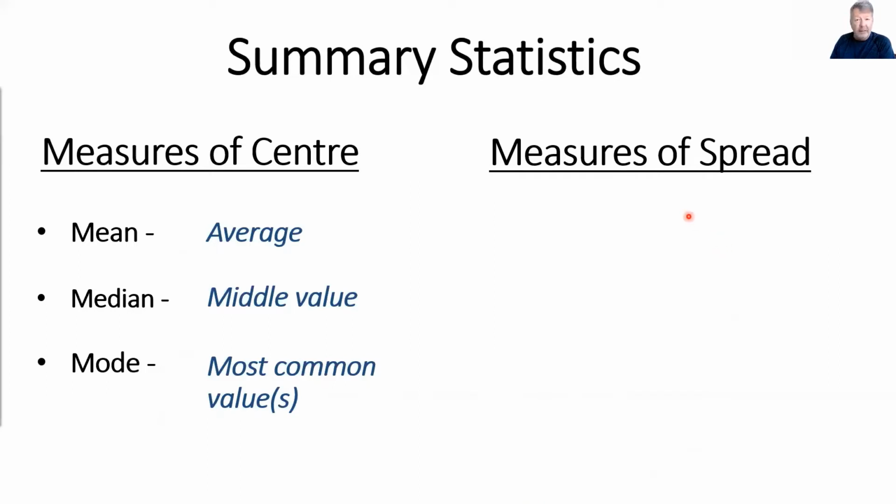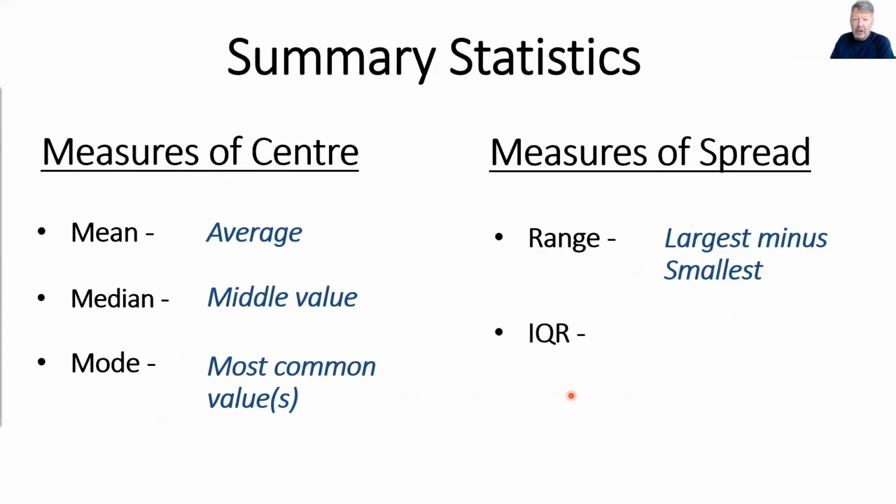Measures of spread. We are talking about the range, which is simply the largest minus the smallest value. You see that just below me here. The other one, which you may or may not have seen so far, is the interquartile range, IQR. Now that is the difference between, we're basically splitting the data up into quarters, and it's the difference between the third quarter and the first quarter values. Again, we'll deal with that shortly.